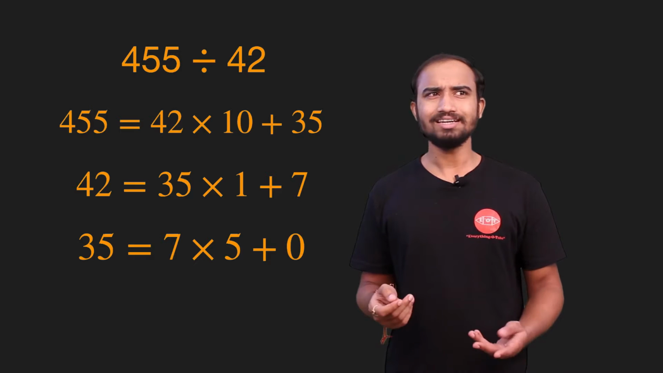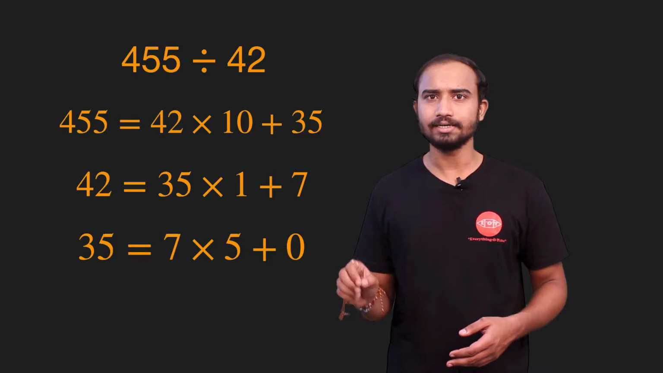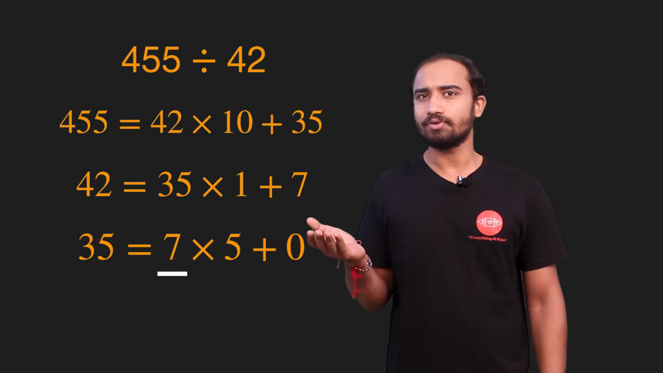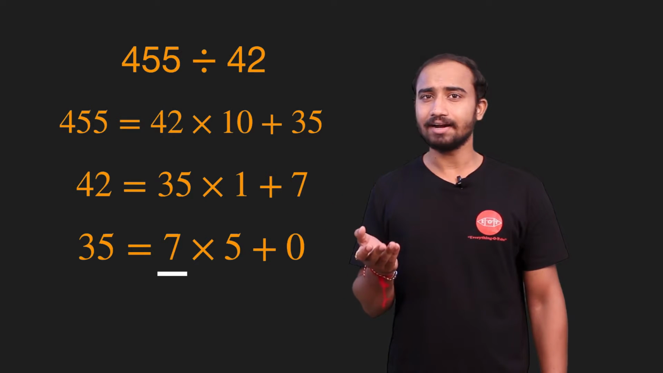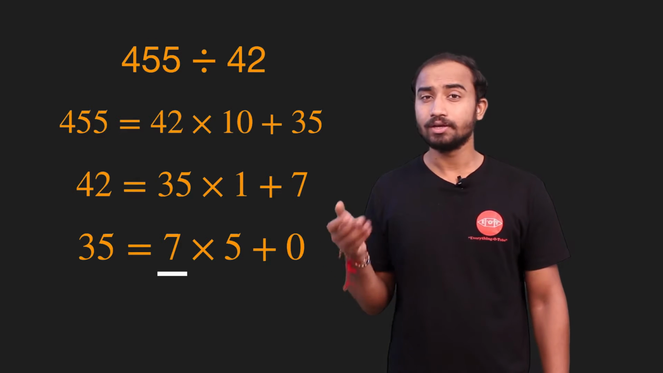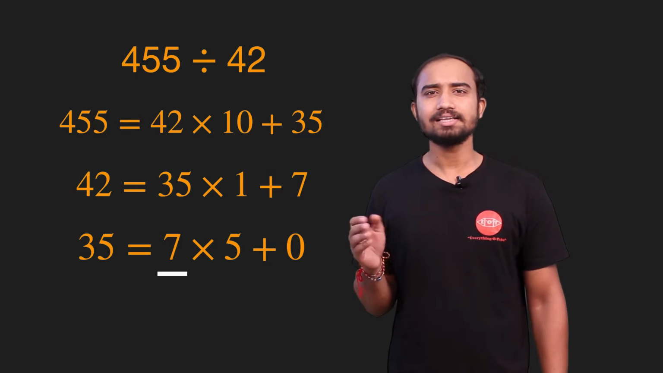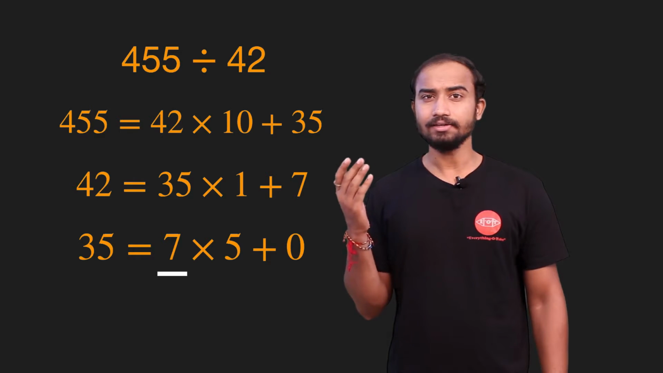Now you guys are thinking about what we are doing here. We are continuously dividing each number and trying to get to 0. Why are we doing that? Because look at the final step. After doing 7 into 5, we get the remainder as 0. So 7 exactly divides 35. From that, what we get as an answer is that 7 can divide both the numbers, that is 455 and 42. So from that we can state 7 is the highest common factor of 455 and 42.